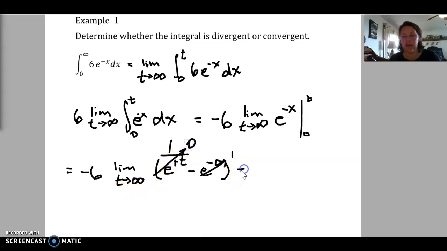So we end up with negative 6 times, because now we've taken these limits inside here, negative 1 is what's left inside those parentheses. Okay, which ends up being a positive 6. So, because our limit exists, it is convergent, and it converges to 6.